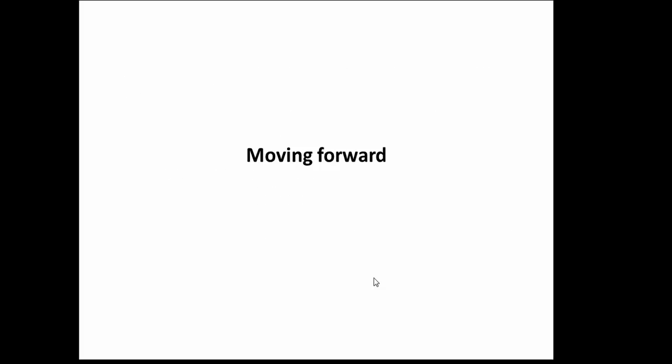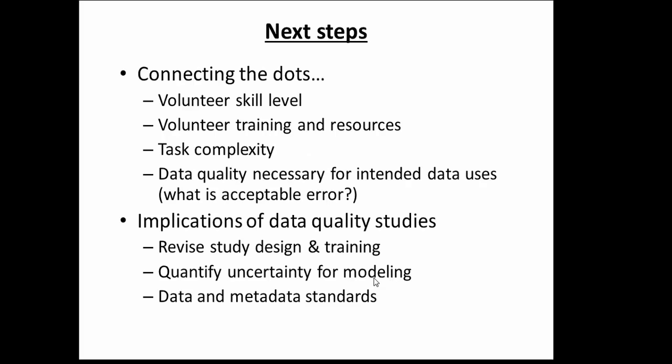So moving forward, wrapping up. So next steps with data quality in urban forestry, or really any other discipline that's interested in citizen science, they involve connecting the dots between volunteer skill level, who are these folks that have come out to give their time to collect data, volunteer training and resources, and task complexity. Just how hard is the job that you're asking volunteers to do? And then connecting all of that with data quality necessary for intended uses, deciding what is acceptable error. How close does deviation need to be to this magical true value in order for it to be usable for your particular project?